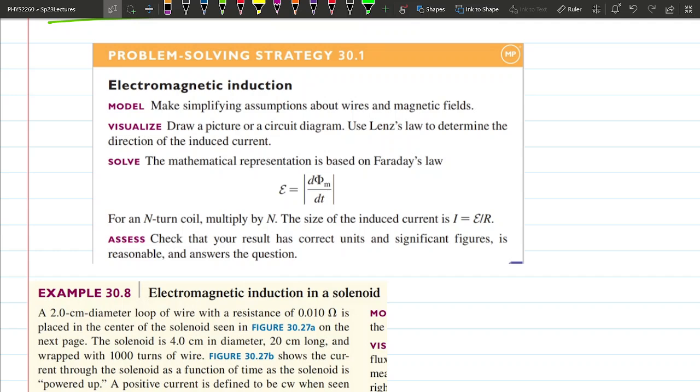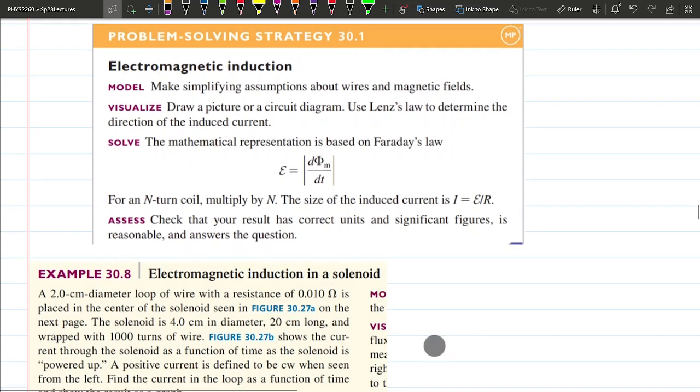From there, you can calculate exactly what the current is by just dividing by the resistance of that circuit, or anything else. After that point, it's just a circuit that we have dealt with before from chapters 27 and 28. Think of this as a kind of magnetic battery. It's just a battery that's created when you have a changing magnetic field or change the size of the loop.